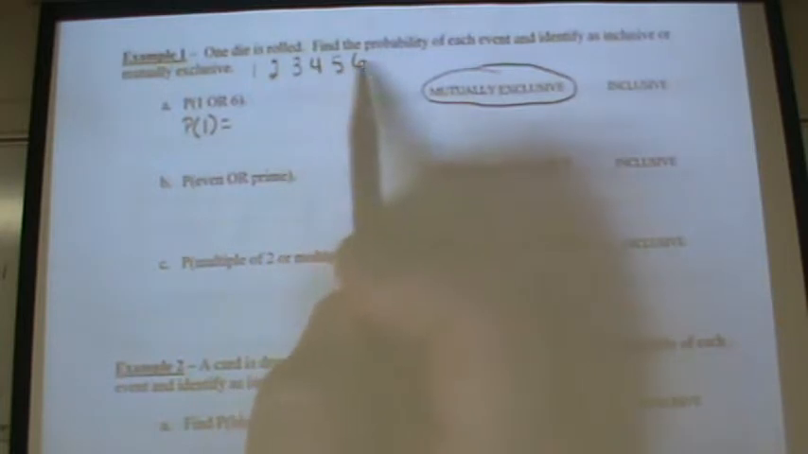So to find this probability, we need to find the probability of rolling a 1. So the probability of getting a 1, how many times can you get a 1? 6.